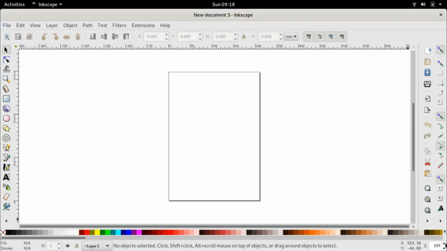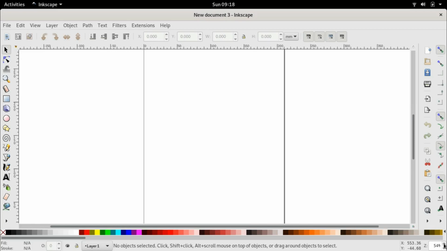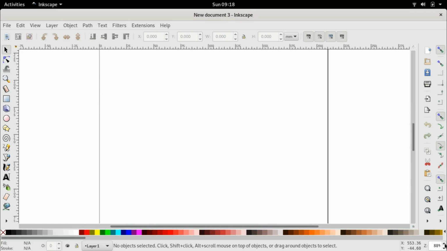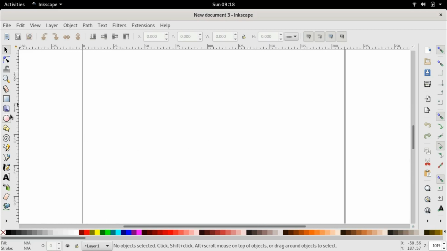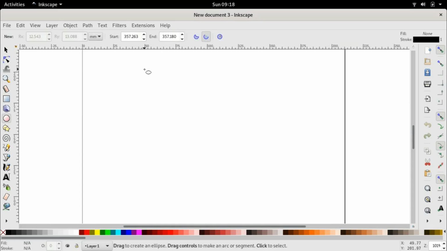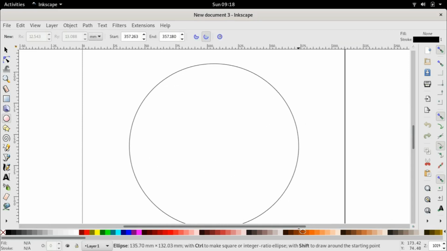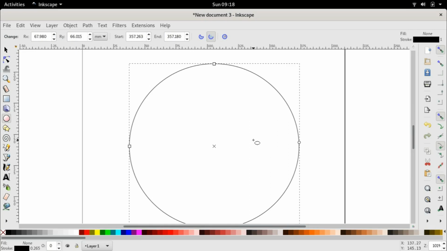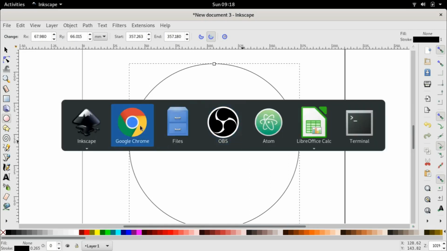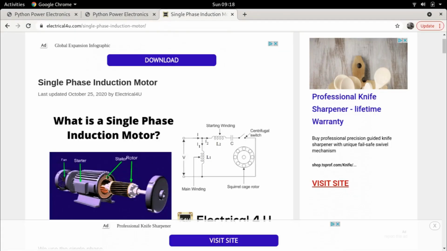So here I'm going to just redraw the main stator. So I'm going to draw a large circle. This is the outer circumference of the stator. So just to give you an idea of what I'm trying to do, let me show you here. I'm drawing the outer circumference of the stator, and this is a cross section of the entire motor.